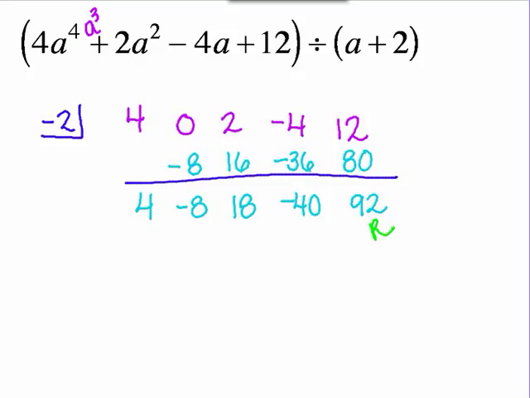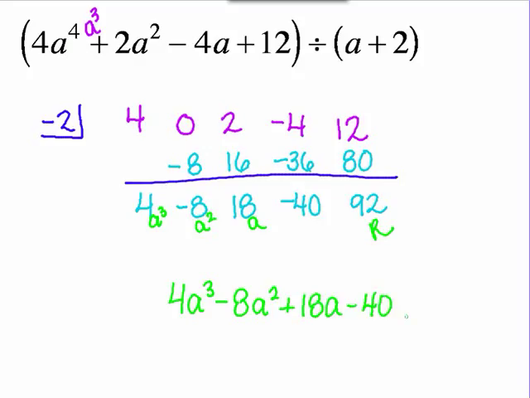Now we've got to figure out what the 4 goes with. So my highest power is a to the 4th. So my next highest power would be a to the 3rd. That means this is a squared, this is a, that's your number, and that's your remainder. So my answer will be 4a cubed minus 8a squared plus 18a minus 40. How am I going to write the remainder?